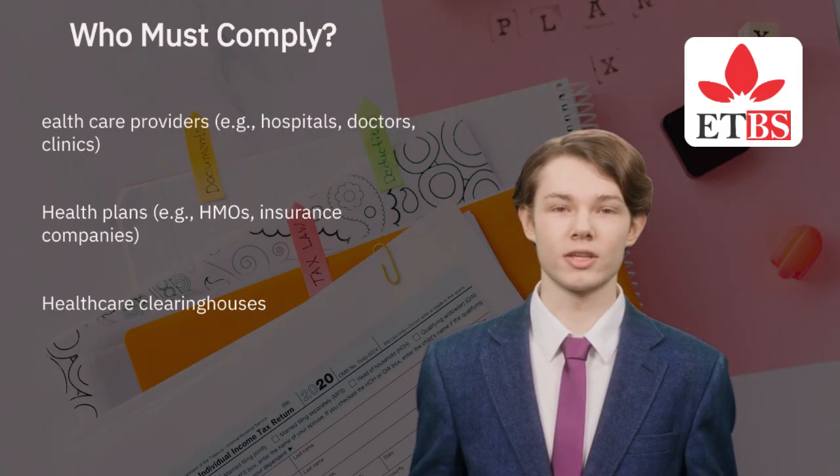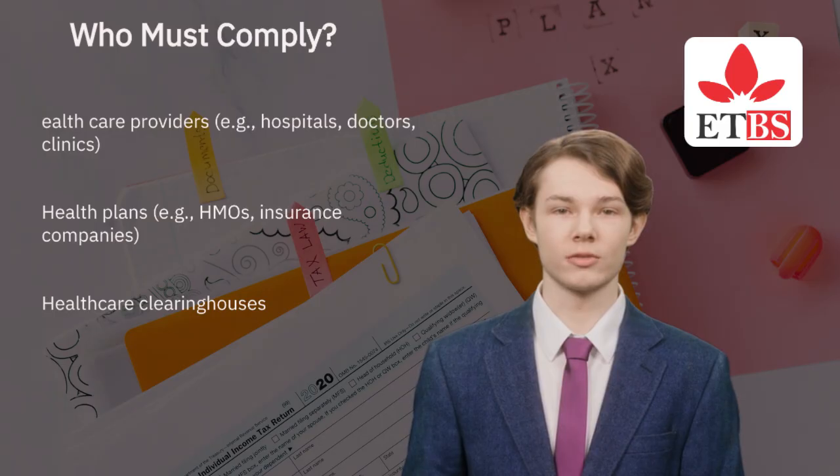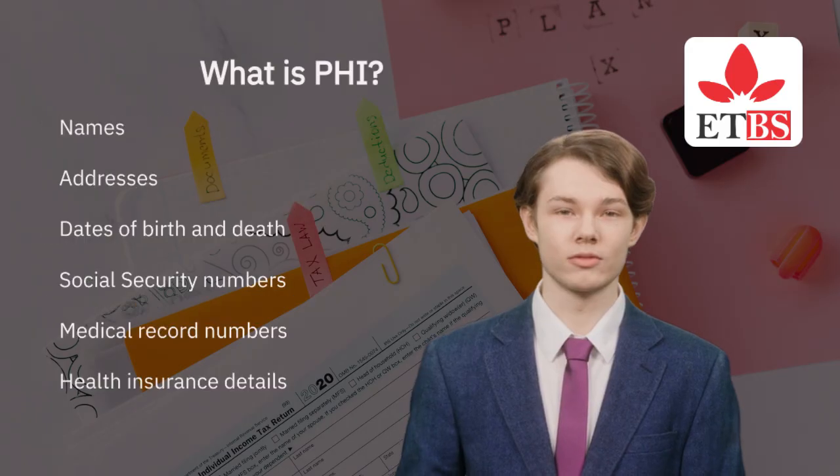These entities are legally obligated to comply with the Privacy Rule and to ensure contracts, BAAs, exist between CEs and BAs outlining responsibilities. 3. What is PHI?